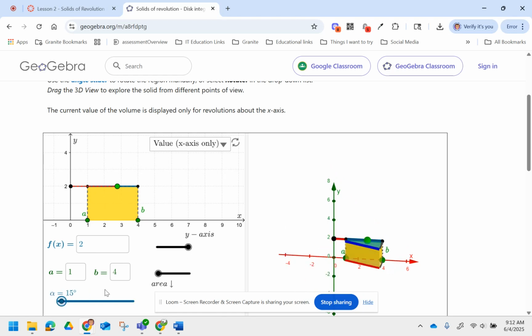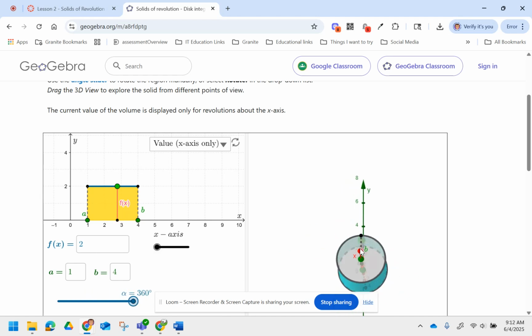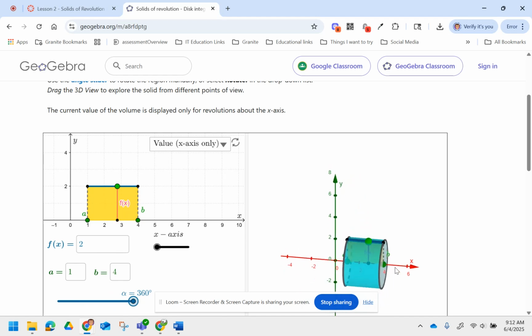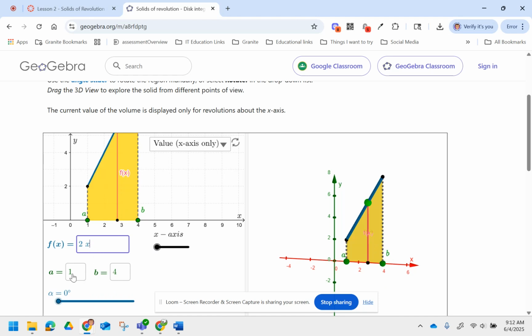We could just do it around the x, in which case, no hole, we've just created another cylinder. Now, we can do these kinds of things with a whole bunch of different shapes. Each one is going to cause very different images. So let's go ahead and change this to 2x. We can put that back at 0 again.